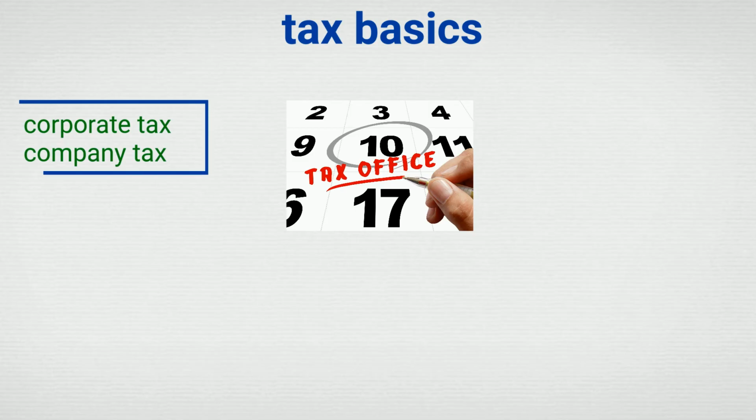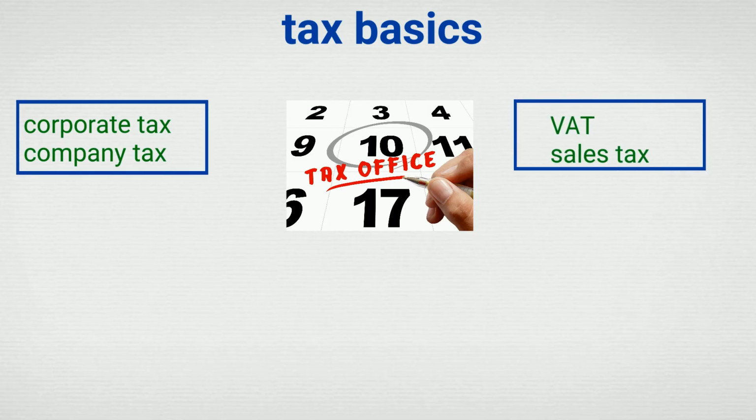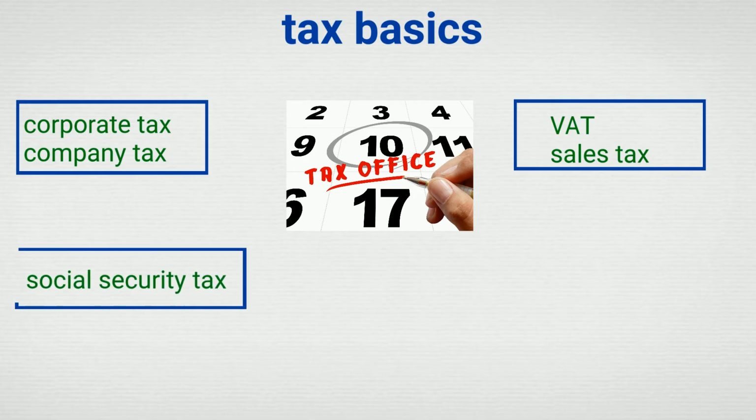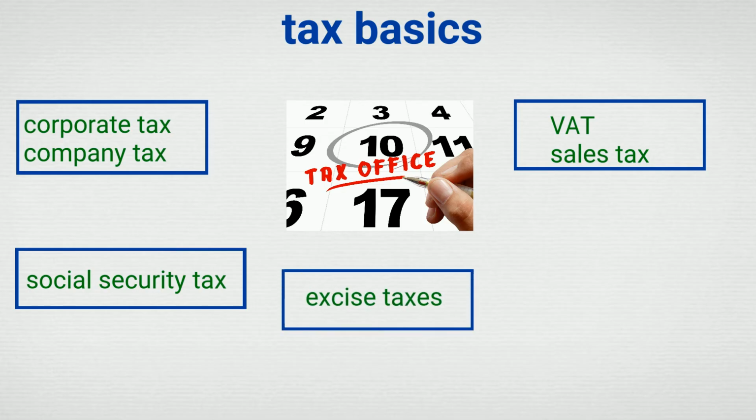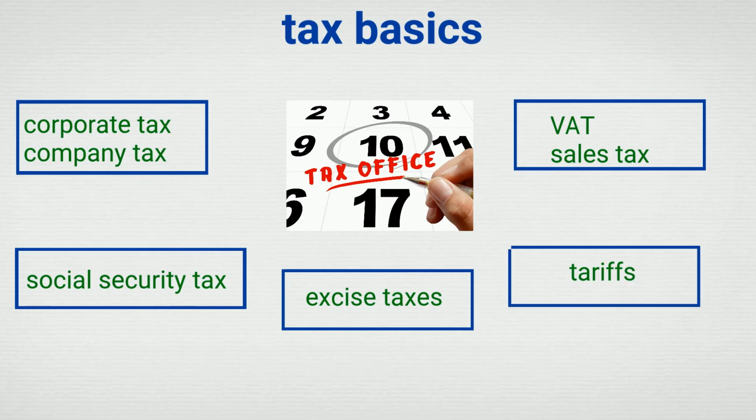Just a little bit of tax basics. There are different types of tax. Corporate tax or company tax is imposed on an income of a legal entity. A value-added tax or VAT is placed on a product whenever value is added at each stage of the supply chain, from production to the point of sale, and is often equivalent to sales tax.